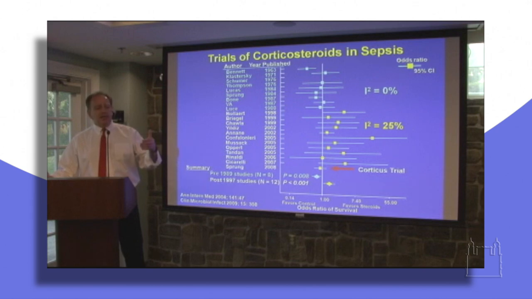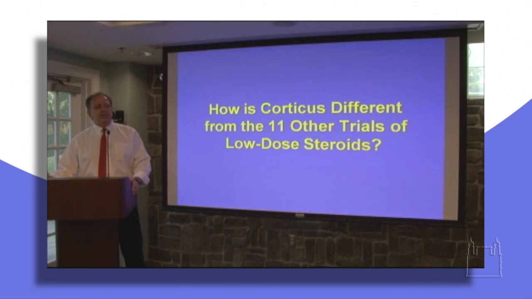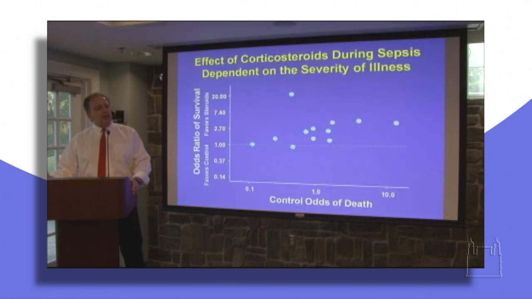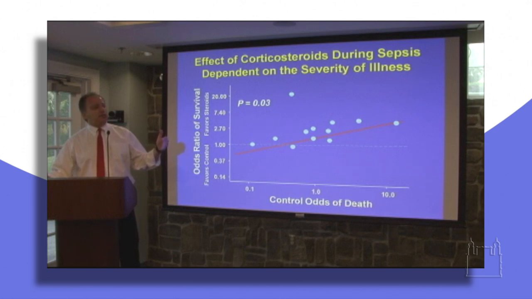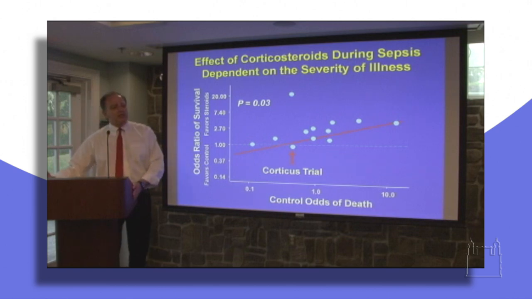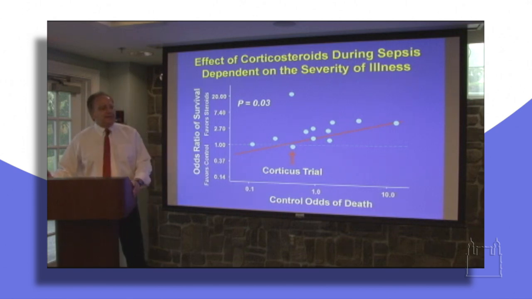Well, let's look at the data, and using meta-regression and using funnel plots, try to analyze the variability, because that's where you learn things, by looking at the variability and why the studies differ. Why is Corticus different from the 11 other trials of low-dose steroids? Here are the 11 other studies plotted, as I've shown you multiple times, versus the control odds. And what you find is the same relationship. That is, steroids, which have anti-inflammatory effects, are just like the other anti-inflammatory agents. But what you find is the Corticus was done at a low control mortality rate. So as you expect, it had a low treatment effect.